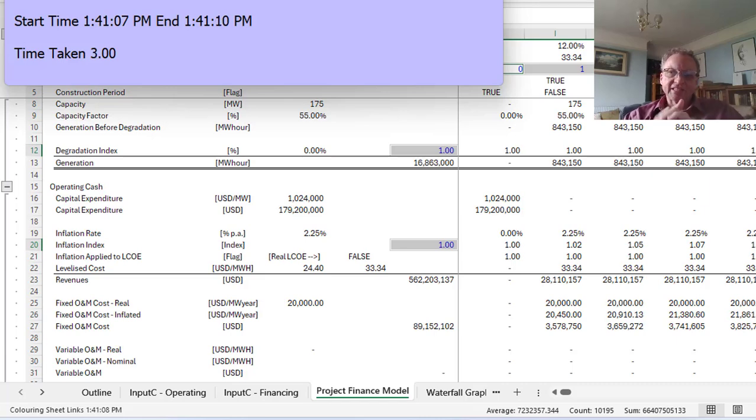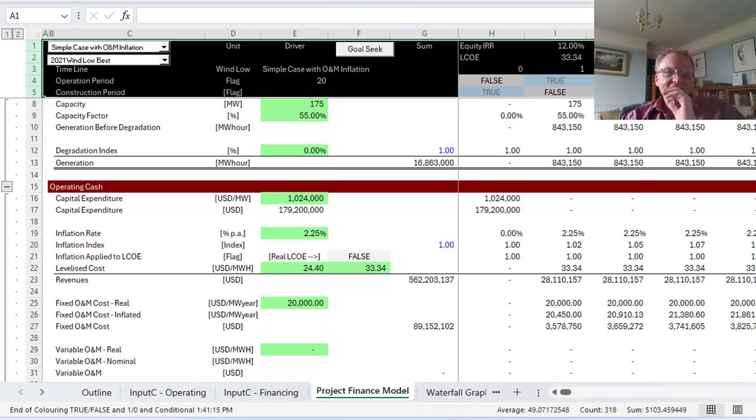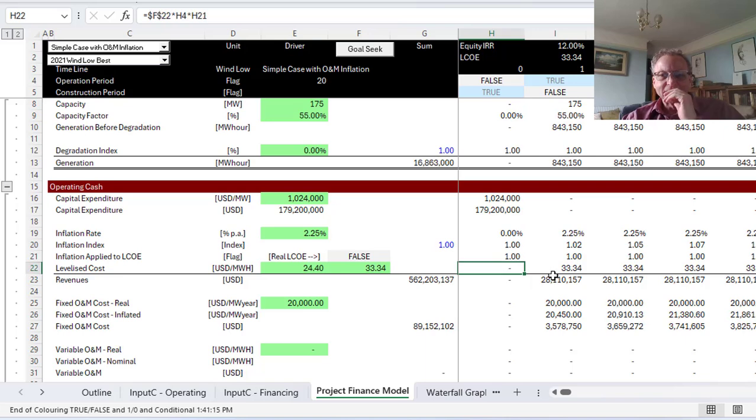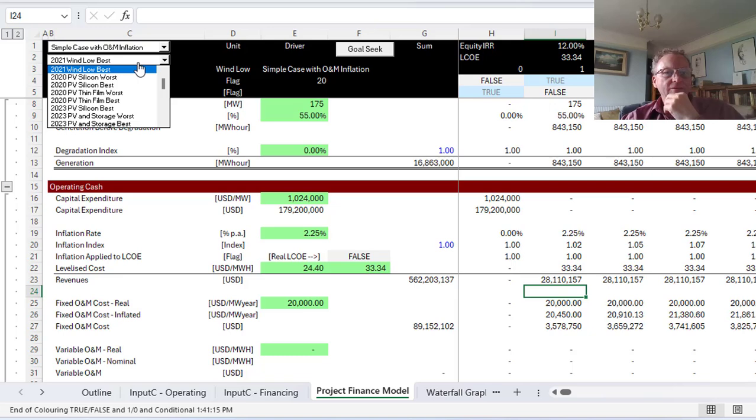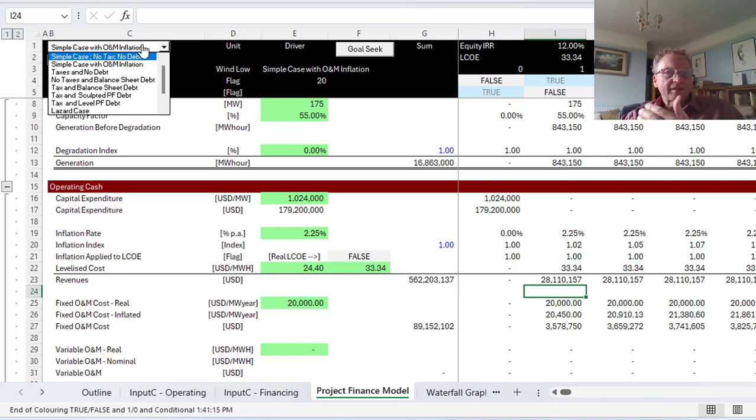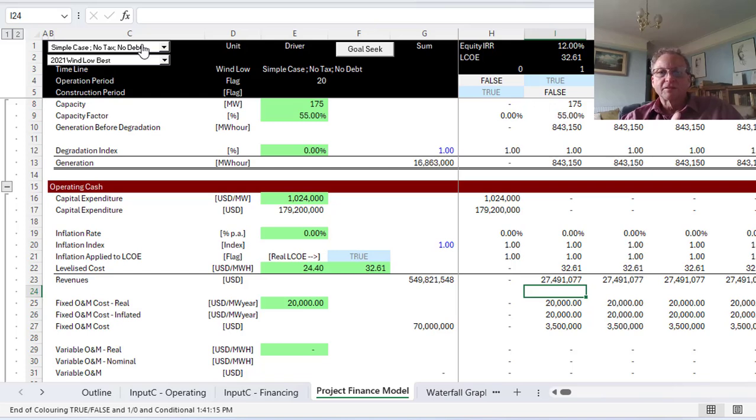Now I put this inflation rate in, and this is what Lazard does, which I think you should start saying, oh, I don't know about this, because the revenues stay flat. The revenues stay flat. Notice that our equity IRR up here is 12%, and our LCOE is whatever it is. If we would have done the prior one, it would have been 32, and because of the O&M inflation, it goes up a little bit.